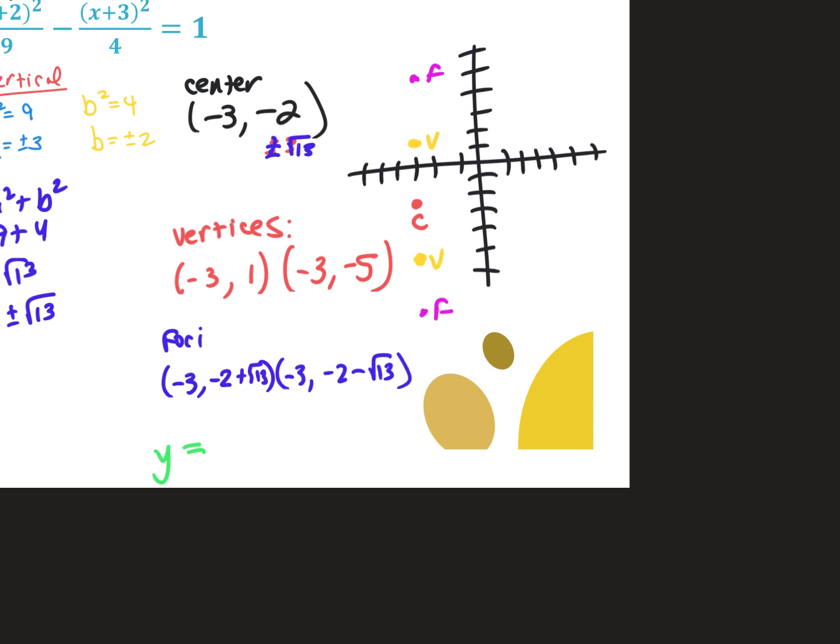Got a question? Wouldn't the bottom foci be above, like, how is it below that vertex? Would you say between like 3 and 4? No, it's -2 minus 3 or 4, yeah.